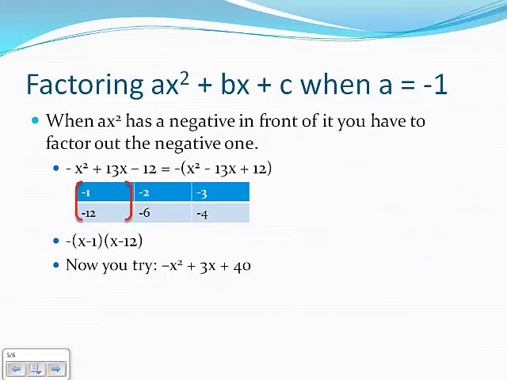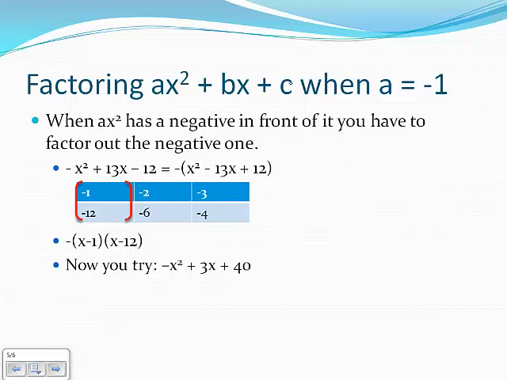Factoring ax squared plus bx plus c when a is equal to negative 1. When ax squared has a negative in front of it, you have to factor out the negative 1. For example, in the equation negative x squared plus 13x minus 12, you factor out the negative 1, giving you negative, parentheses, x squared minus 13x plus 12. And then you take the factors of 12 that when added together give you negative 13. The factors of 12 are negative 1 and negative 12, negative 2 and negative 6, negative 3 and negative 4. And the ones that add together to give you negative 13 would be negative 1 and negative 12.